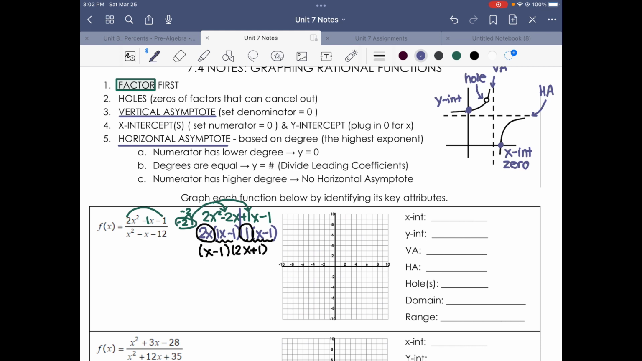Then I also have to factor the denominator of the fraction, which does not have a number in front of x squared, so I just need the two numbers that multiply to negative 12 and add to negative 1, which is negative 4 and positive 3.